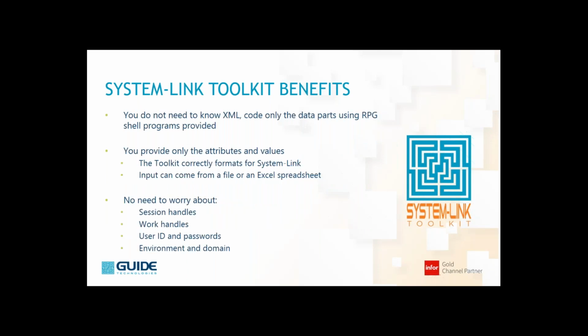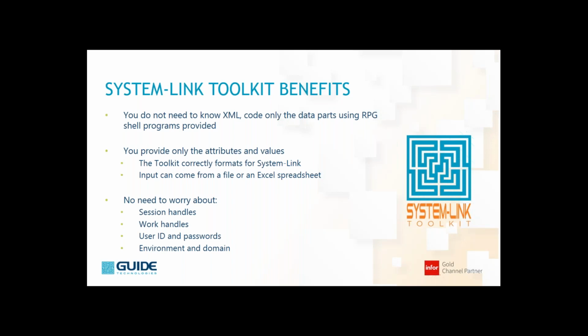Okay, so as I said, you don't need to know XML. You just code the data parts, and this is where we're going to focus some of the demo time today: how you can take an Excel spreadsheet, map the columns in the spreadsheet to the XA object and attributes that you want to actually update, and then process that spreadsheet. And you don't have to do a single line of coding to do it. It's purely a mapping exercise.